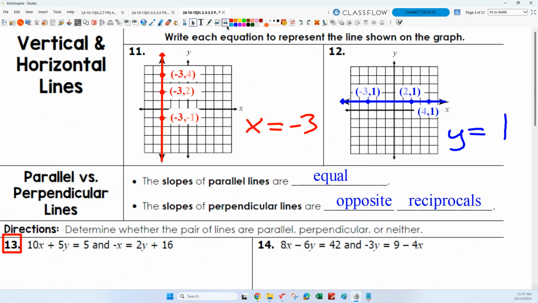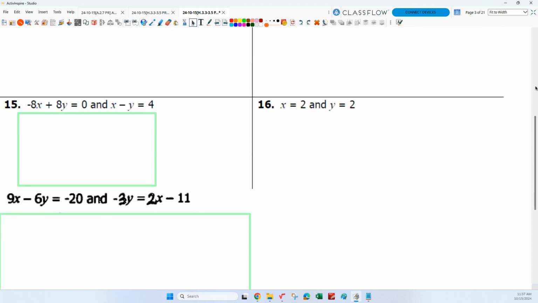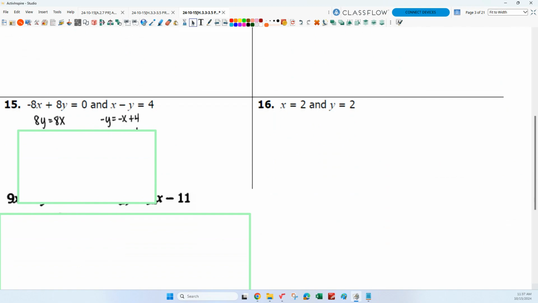Okay, let's try that. So negative 8x plus 8y equals 0. What are the steps to get y by itself? Add 8x. And then what? Divide by 8, and I get y equals x. So what's my slope? 1, because the coefficient of x is 1 there, right? Okay, so m is 1. What about the other line? What would I do?